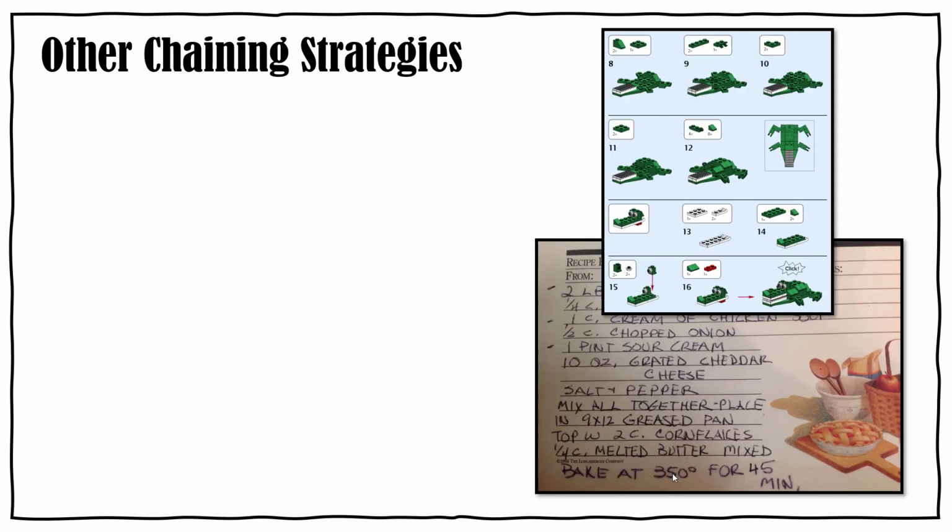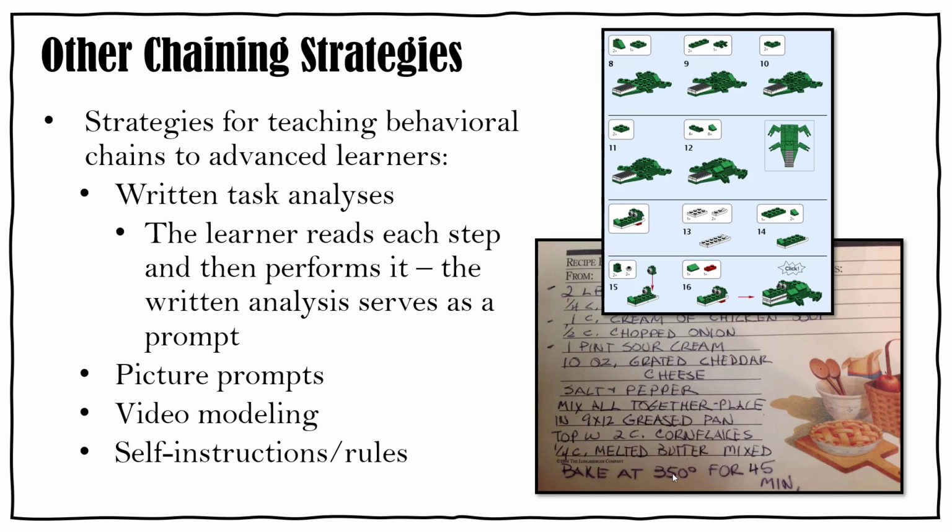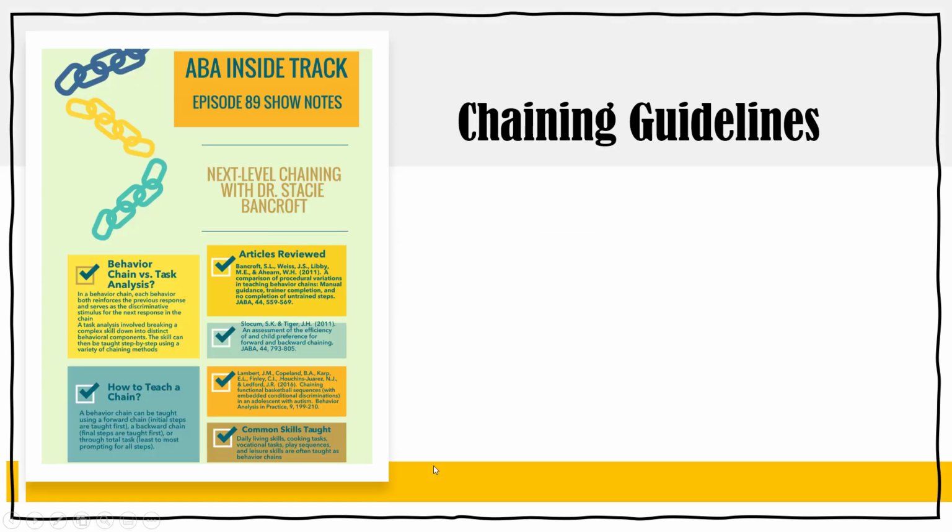Other chaining strategies that you guys might see, written task analysis. So recipes, when you're cooking, those are written task analyses that we use in everyday life. You read each step and then perform it, and so that written analysis serves as that prompt. Picture prompts, if you guys have ever had to put together Legos or a piece of furniture and they provide pictures, that's a picture prompt chaining strategy. Video modeling or self-instructions and rules are also training strategies.